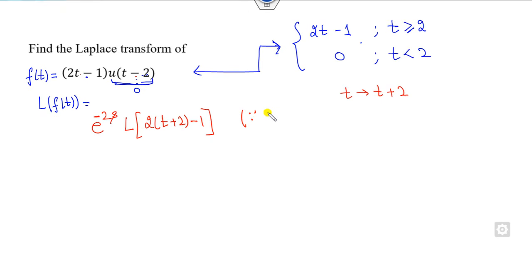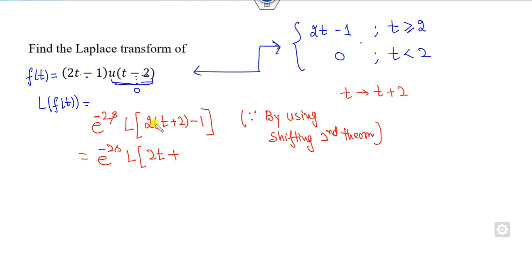Make sure you write the reason in each case by using the shifting second theorem in your examination. Now e raised to power minus 2s, I can open this bracket, 2t plus 4 minus 1, that's 2t plus 3. So what is the answer of this? E raised to power minus 2s, 2 over s square plus 3 over s is my right answer.